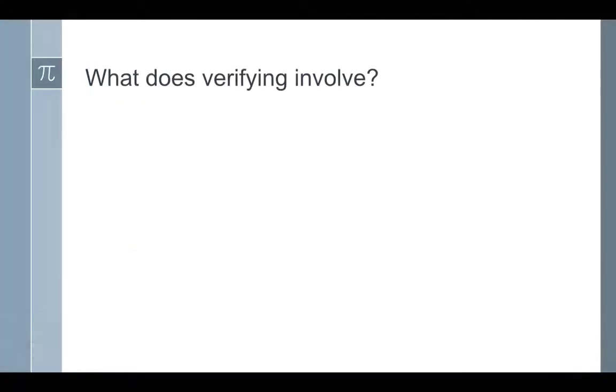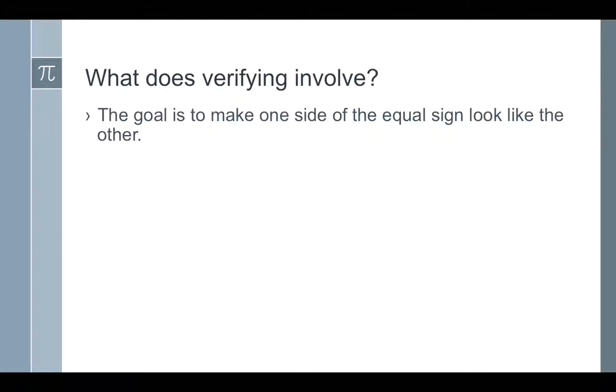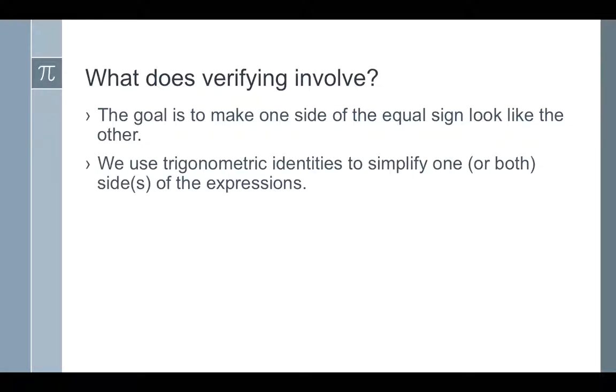All right, so let's take a look at a couple of definition things, what's going on here. So first, what does verifying involve? The goal, as I mentioned, is to make one side of the equal sign look exactly like the other side. Basically, making sure that that statement is true. We're going to use our trigonometric identities to simplify one or both sides of the expression. More often, you are going to use one side, not both.